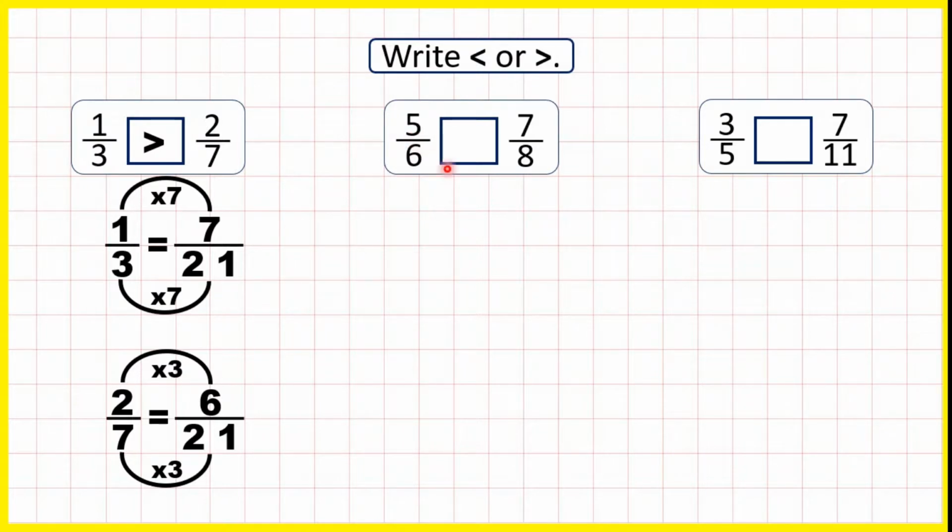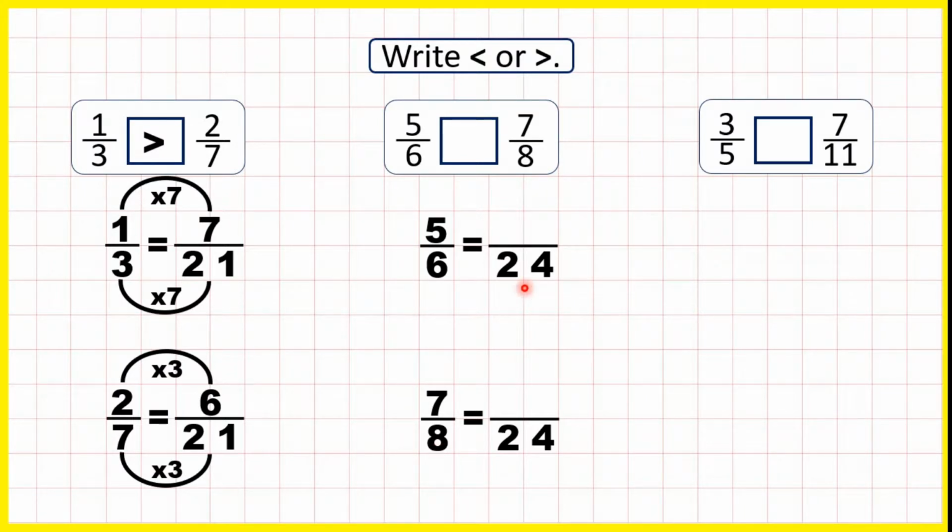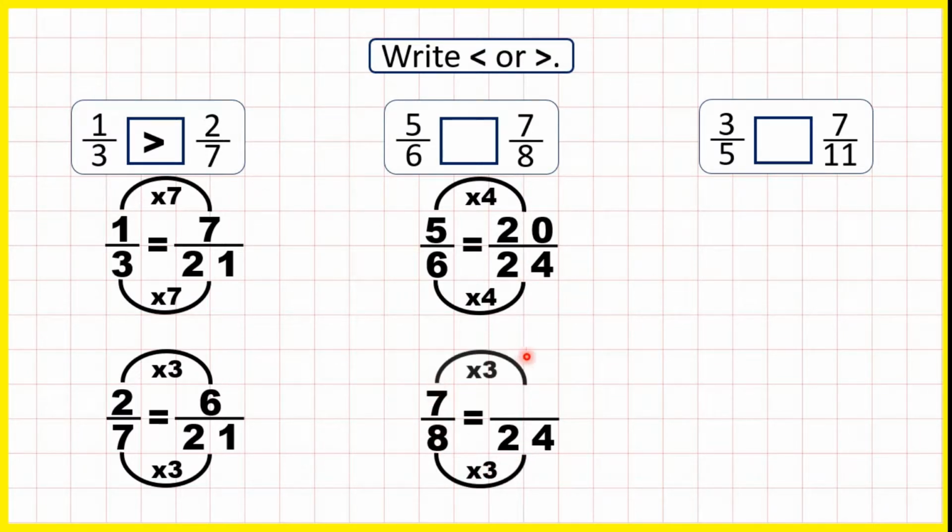Now, 5/6 and 7/8. Again, we need to find two equivalent fractions. And we can use the common denominator of 24, because 24 is in both the 6 and the 8 times tables. It's the lowest common multiple of 6 and 8. So 6 times 4 is 24, 5 times 4 is 20, 8 times 3 is 24, and 7 times 3 is 21. So 7/8 is our larger fraction.